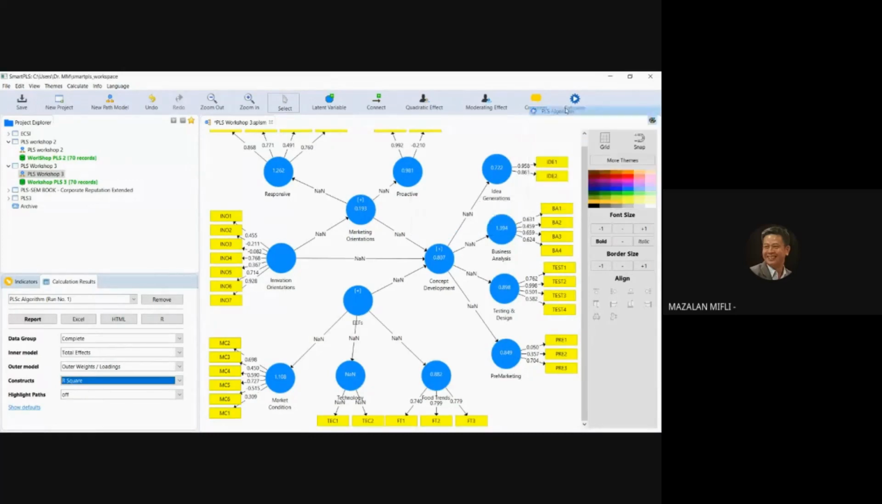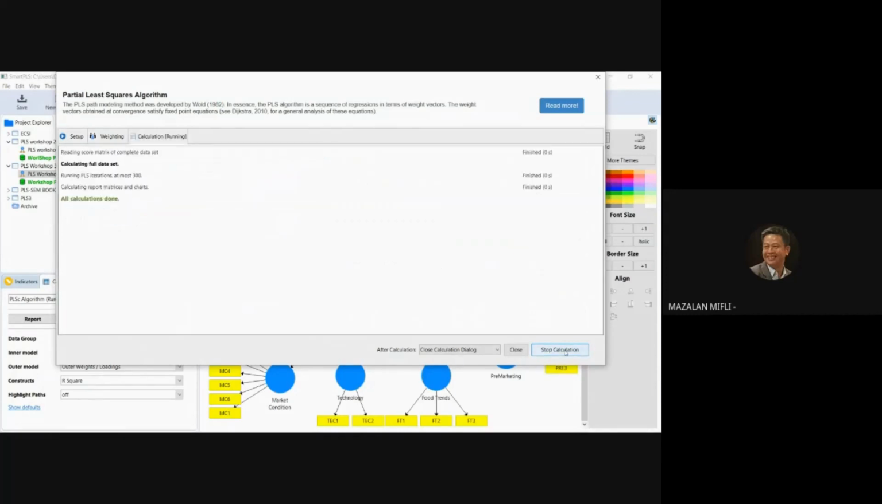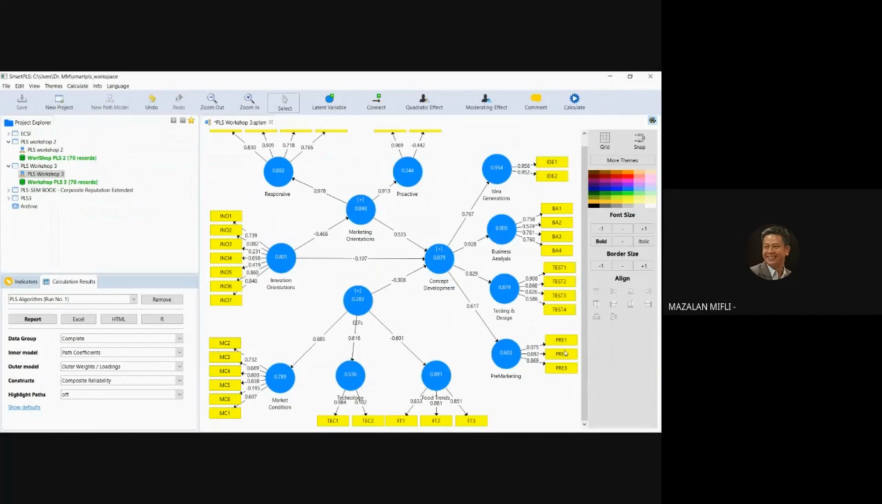So let's do the path, the normal PLS algorithm. Let's see whether it turns out to be what we want. Okay, there you go, it turned out to be what we want. Right, so now you see it. I can't use the consistent PLS algorithm because there are some violations in my data.